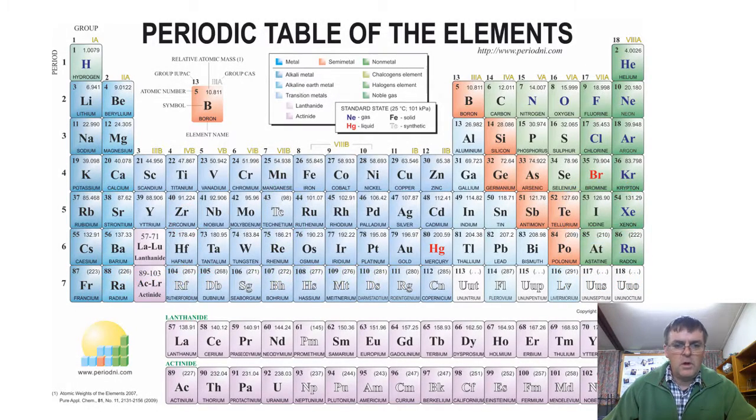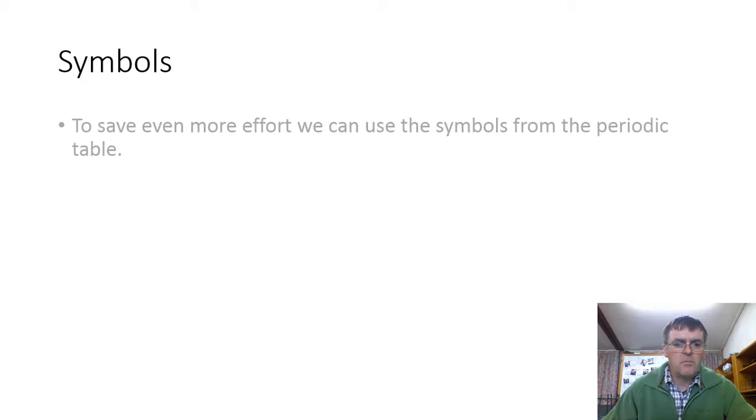But in your science book somewhere you will find the periodic table of the elements, and that gives us these symbols: K for potassium, Co for cobalt, Pt for platinum, and so on. We can save ourselves even more writing by, instead of putting in the whole word, just putting in the symbol. So symbol equations. We're being even more efficient.